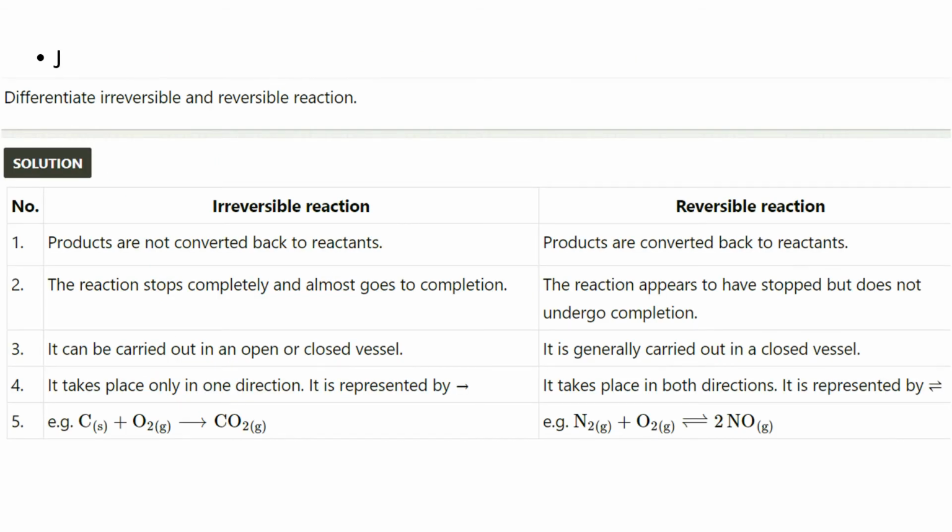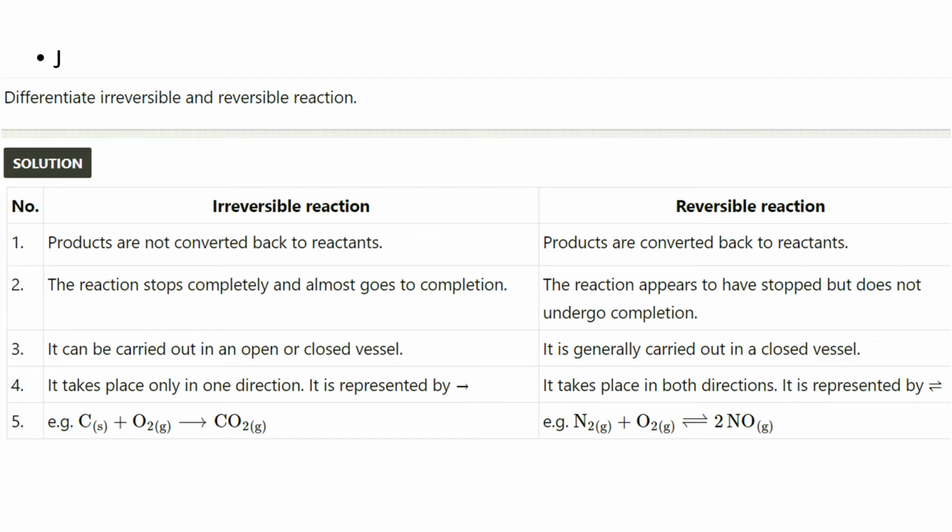Question J. Differentiate irreversible and reversible reaction. Number 1. In an irreversible reaction, products are not converted back to reactants. In a reversible reaction, products are converted back to reactants. Number 2. In an irreversible reaction, the reaction stops completely and goes almost to completion. In a reversible reaction, the reaction appears to have stopped but does not go to completion.